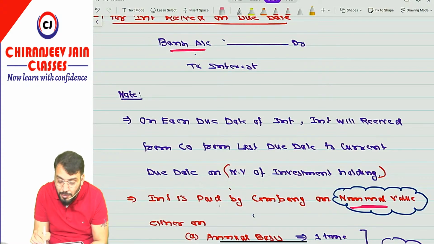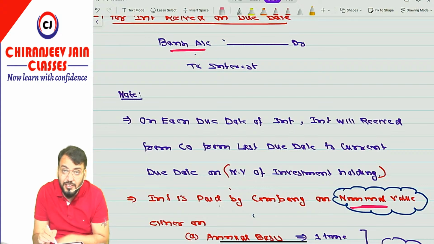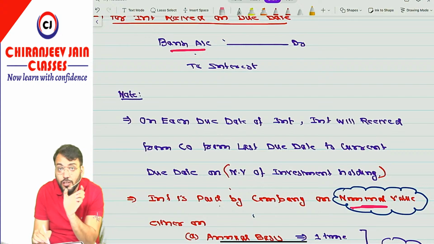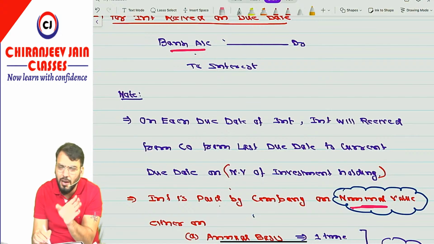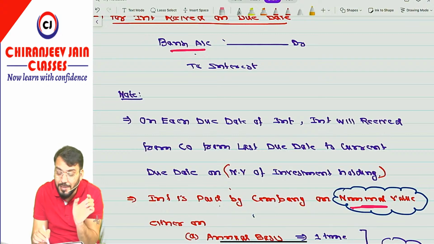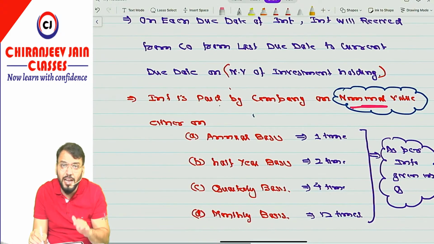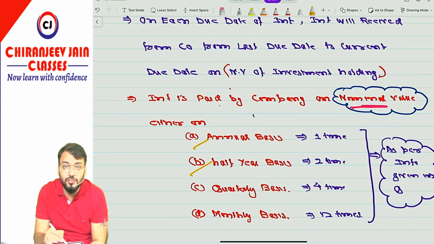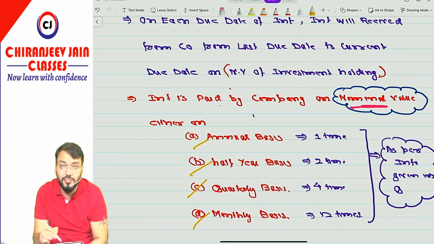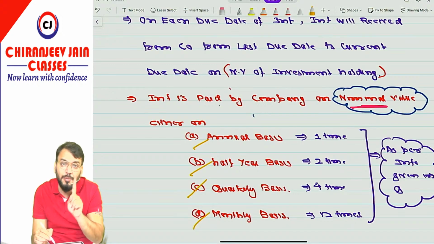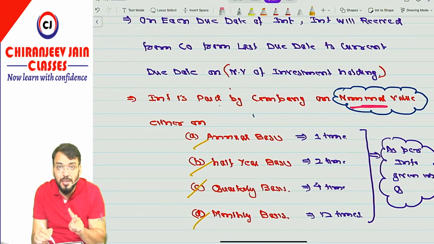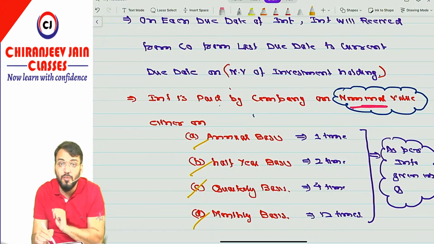It means one thing is clear, that on each due date of interest, interest will be received from the company, from last due date to the current due date, on nominal value of investment. This interest we always calculate on nominal value of investment. I hope you all know about nominal value. The interest can be on annual basis, half yearly basis, quarterly basis or monthly basis. When I say annual basis, it means one time in a year. Half yearly means two times in a year. Quarterly means 4 times in a year. And monthly means 12 times in a year. That will depend upon the information given in the question.